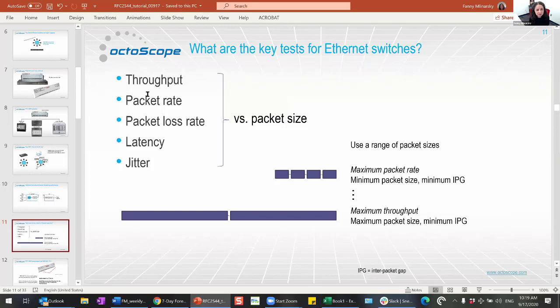So what do we test? We test throughput. We test packet rate. How fast can this device under test, whether it's an Ethernet switch or a router these days, process these packets? Packet loss rate, how many it loses? And latency and jitter are very important for some real-time applications.